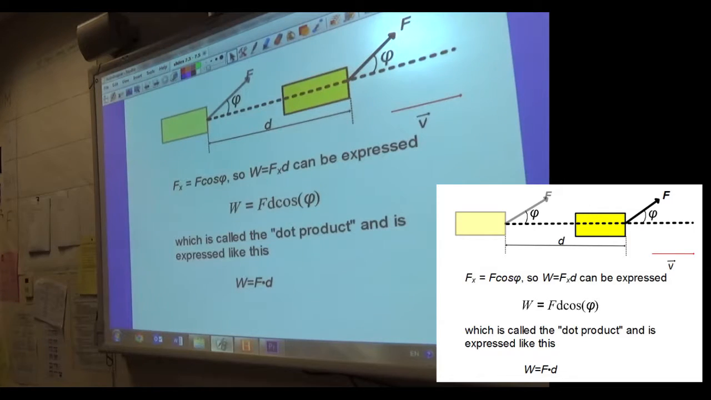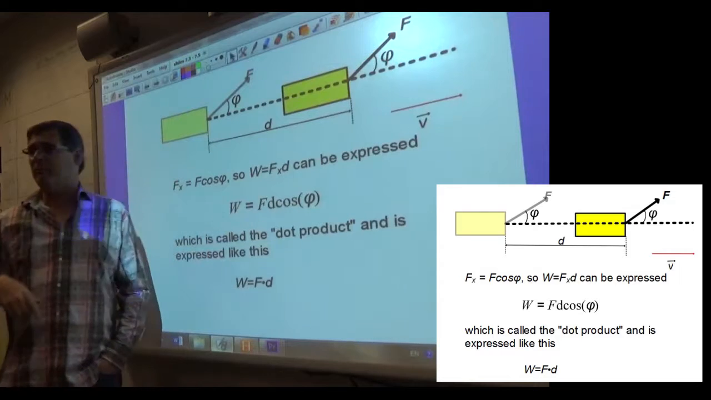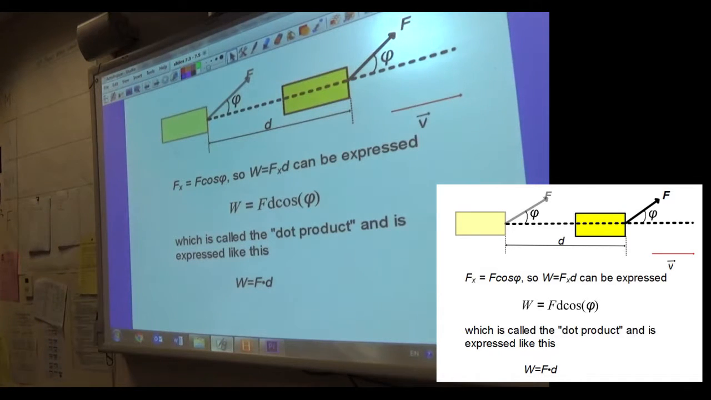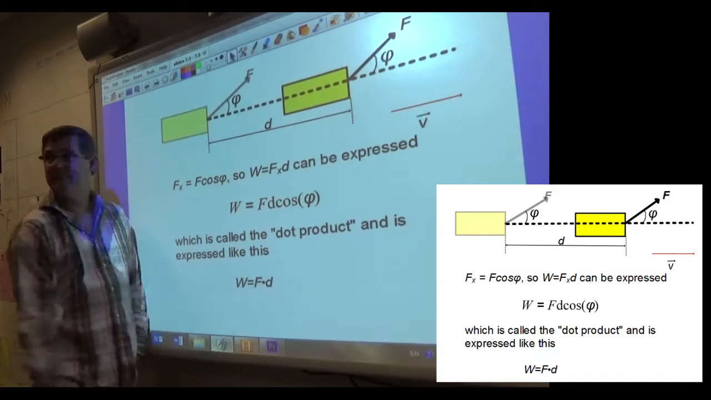We give a name to this, it's called the dot product. Anytime you take two vectors and you take the components of one vector that's in the same direction as the other and you multiply them together, that is called the dot product. And that's what we're going to use to calculate work, and this is the way you write it, F dot D.